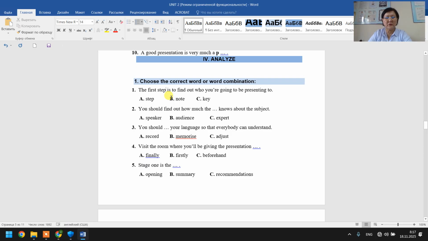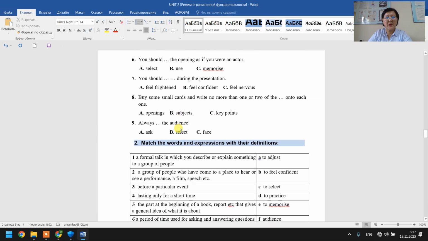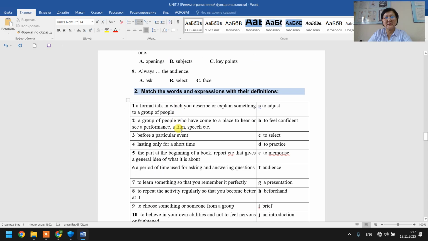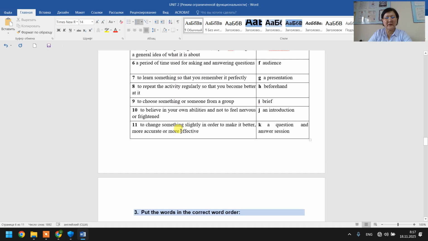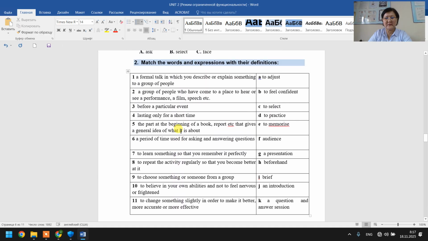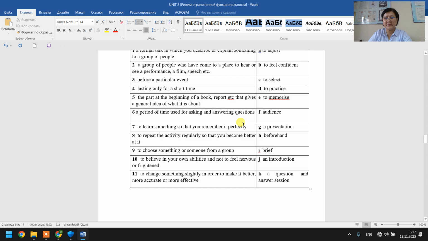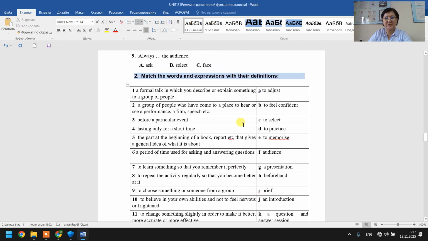If you are wrong, of course, we will correct the mistakes. The next exercise which we are going to do: match the words and expressions with their definitions. Now here are given 11 sentences, or maybe the word combinations, excuse me, and also their definitions. These are the expressions, and these are the definitions.